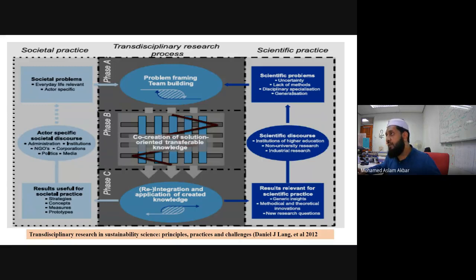On the other side, you have the scientific practices, where you have scientific problems, uncertainty, lack of methods. These are the problems that have been identified at the beginning. Lack of methods, disciplinary specialization. We don't even know what kind of discipline we need to approach. This all comes in phase A. But in phase B, you have the scientific discourse, institutions of higher education. In phase B, you have the universities working together. We have scientific papers coming out to tell how we can solve this problem. Then in phase C, the results relevant for scientific practice: generic insights, methodological and theoretical innovations, new research questions, all this is based on phase C.